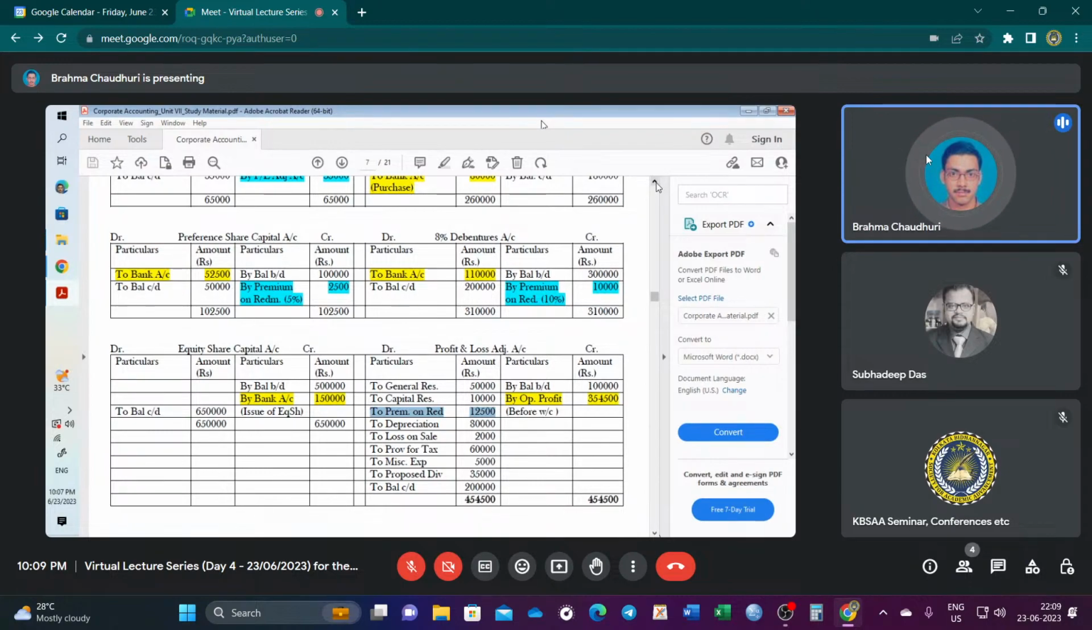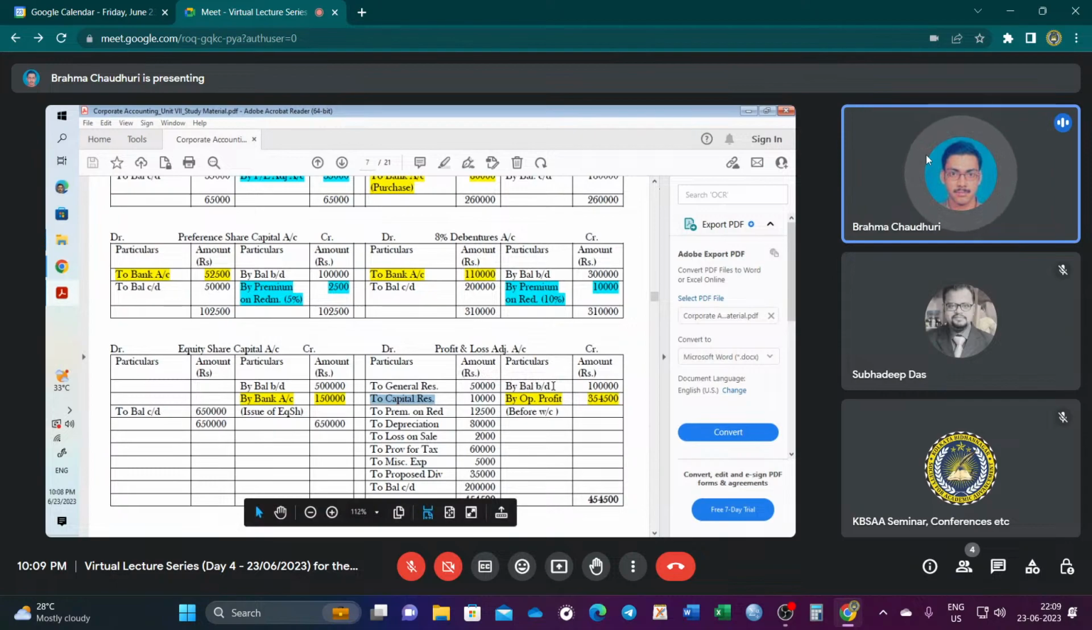But since the problem is not clear whether the equity shares have been issued at premium or not, we have straight away shown it as a profit that has been set aside from the profit and loss adjustment account. So profit and loss adjustment account debit to capital reserve account.